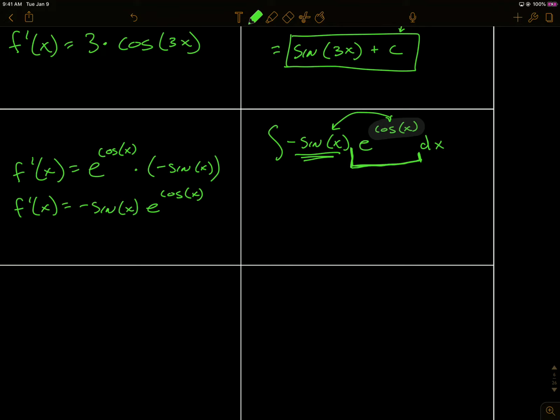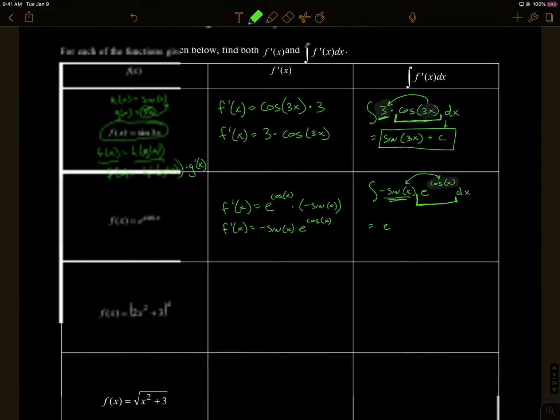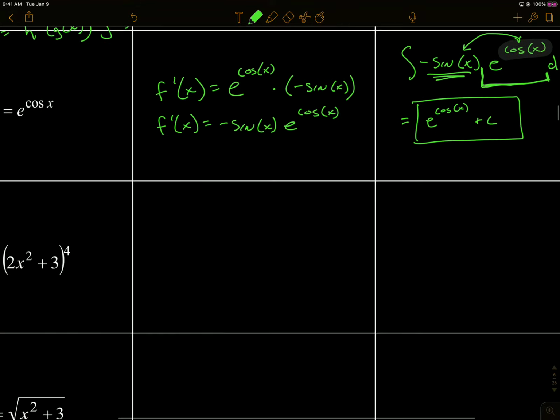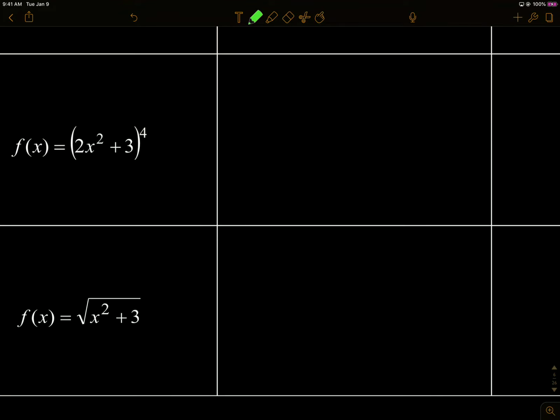So if I notice that, I say, okay, I can integrate this. And I know that it's going to just be e to the cosine of x plus c, because this is an indefinite integral. So we have our constant of integration. All right, pause the video, take a second, and do f prime of x here on your own. Practice some chain rule.